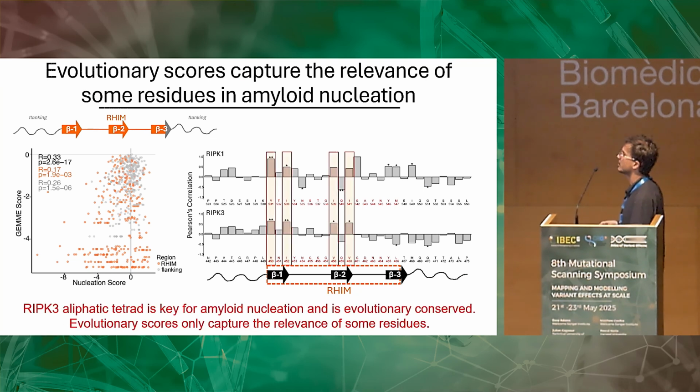And here I'm highlighting the aliphatic tetrad that I already told you. In particular, you can see that in RIPK3, we have a positive correlation that is significant. So this is telling us that this aliphatic tetrad that is key for amyloid nucleation is evolutionarily conserved. However, this evolutionary score can detect some important residues for amyloid nucleation, but cannot capture all of them, as, for example, the glycine that is just before the second beta strand is not well captured by this type of evolutionary score.